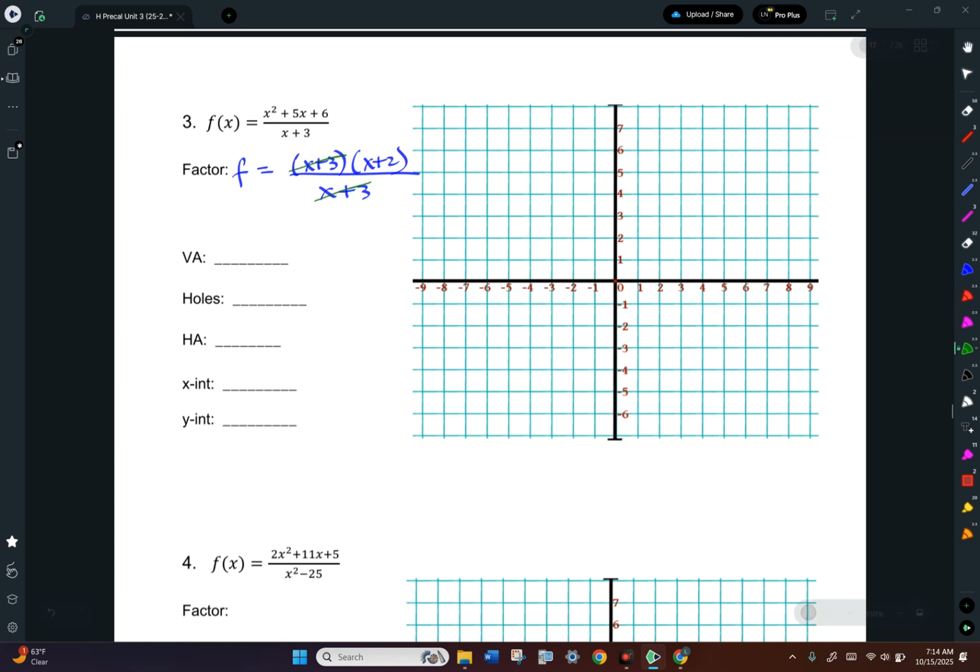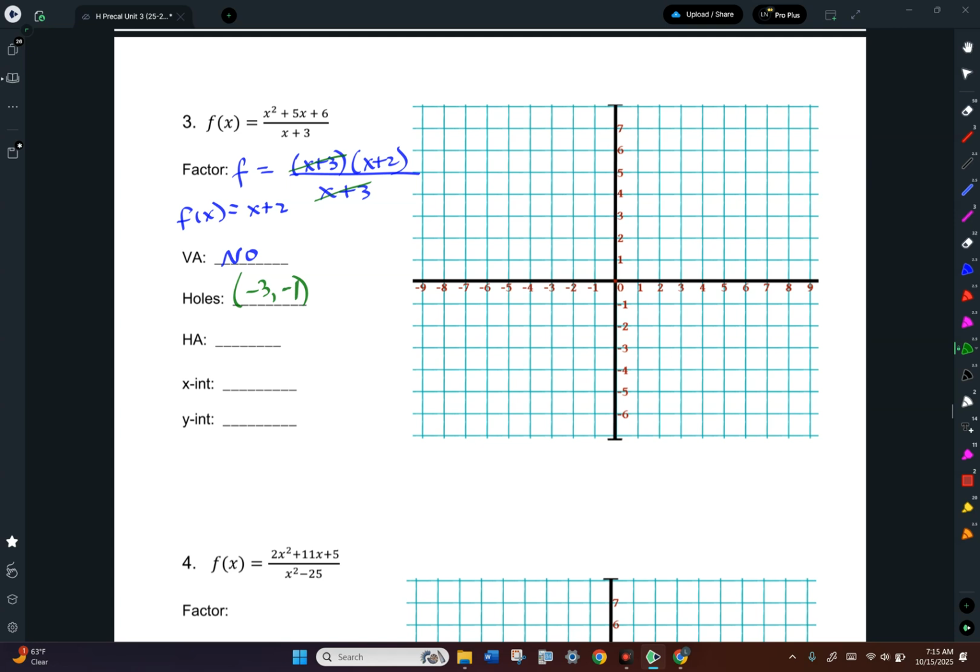So we definitely have a hole at -3. Notice the only thing I have left for my equation, and I always write down my simplified version, is 1 over x plus 2. Nothing left in the denominator, so that means there aren't any vertical asymptotes. Let's finish out the hole. If x is -3, plug that into your simplified version, then the y is -1.